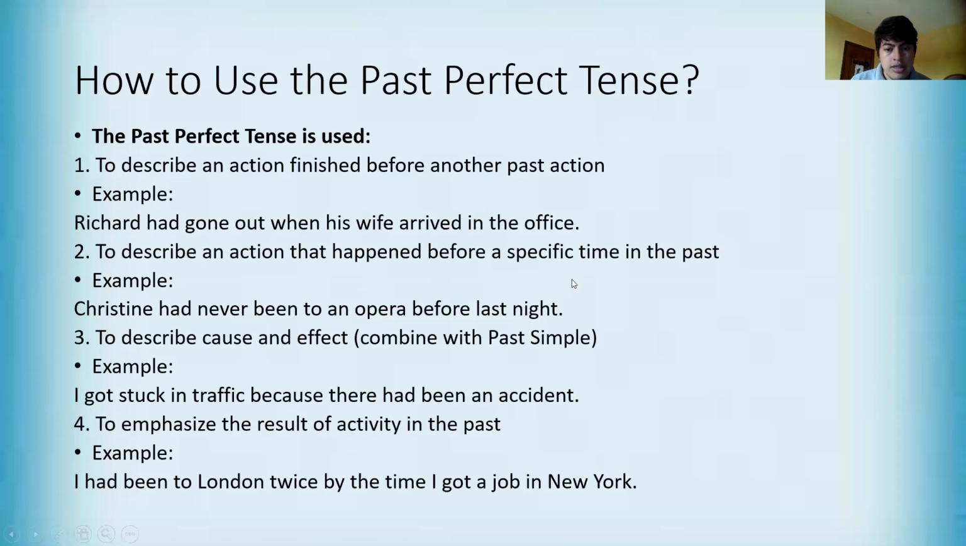Never been is a specific time because in this example, Christine had never attended an opera and a concert like this. This concert is an opera with singers with a great voice. They never attended that, okay?